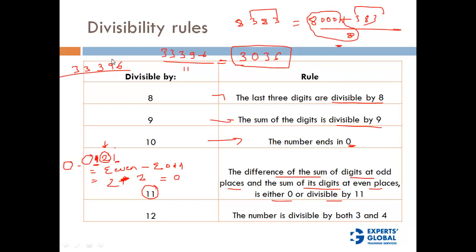Let's see. I add up 9 and 3, so that is 12, minus I add up 3 plus 3 plus 6, that is again 12. So 12 minus 12 is 0. I get a 0, that means this number is divisible by 11. So this is very similar to what we did for divisibility by 7. Divisibility by 12, the number has to be divisible both by 3 and 4, because 3 and 4 are factors of 12.